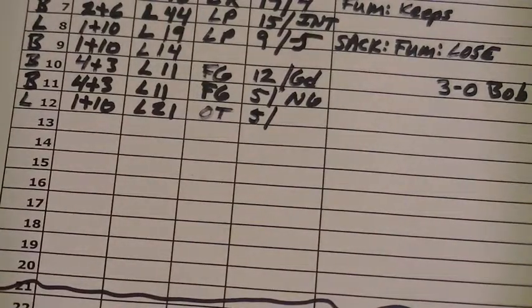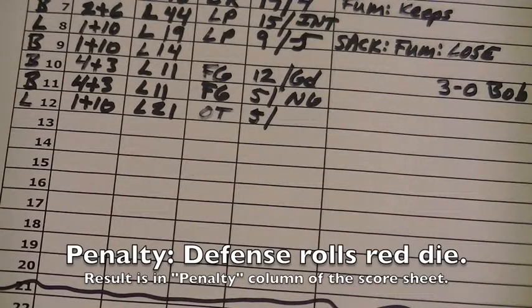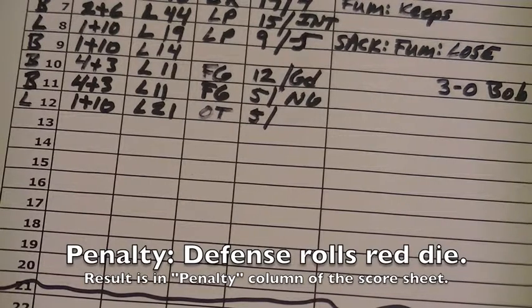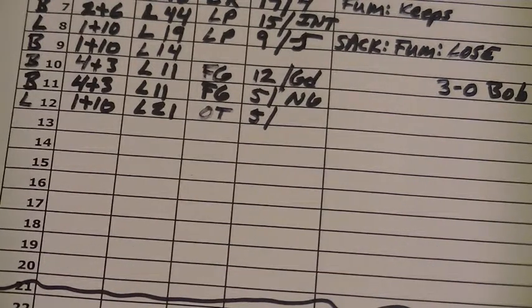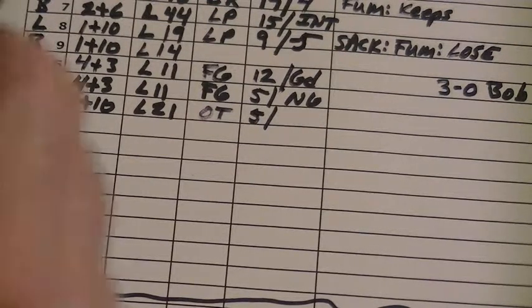In this case, the defender, Bob, is going to roll the red die and see what happens. If it is an odd number, it's going to be on the defense. If it's an even number, it's going to be on the offense. Let's do one of each. In this first example, Bob rolls a 2. That would be a 5-yard penalty on the offense.